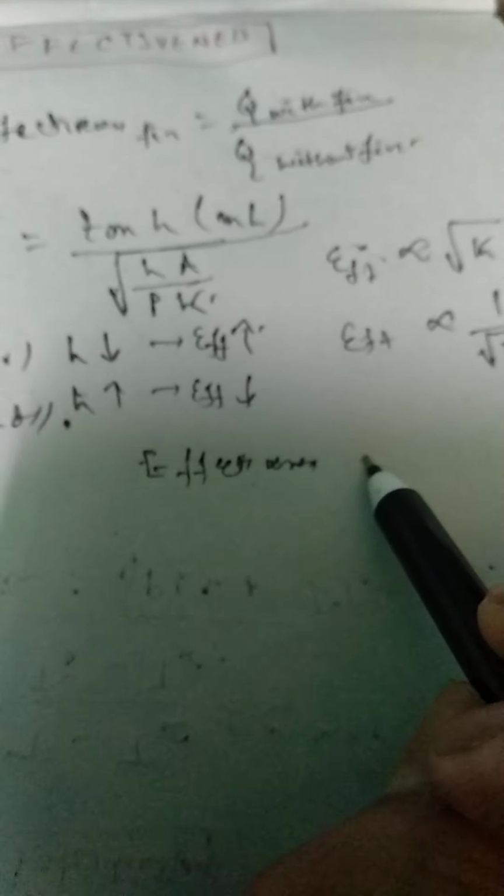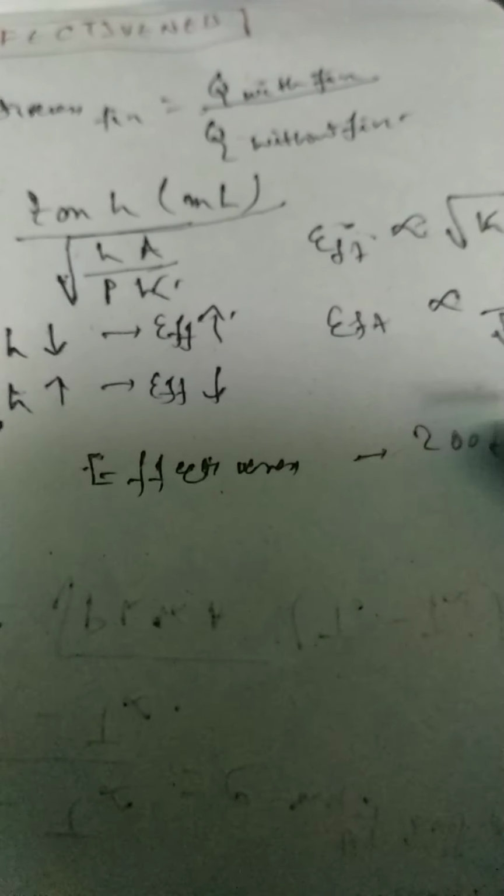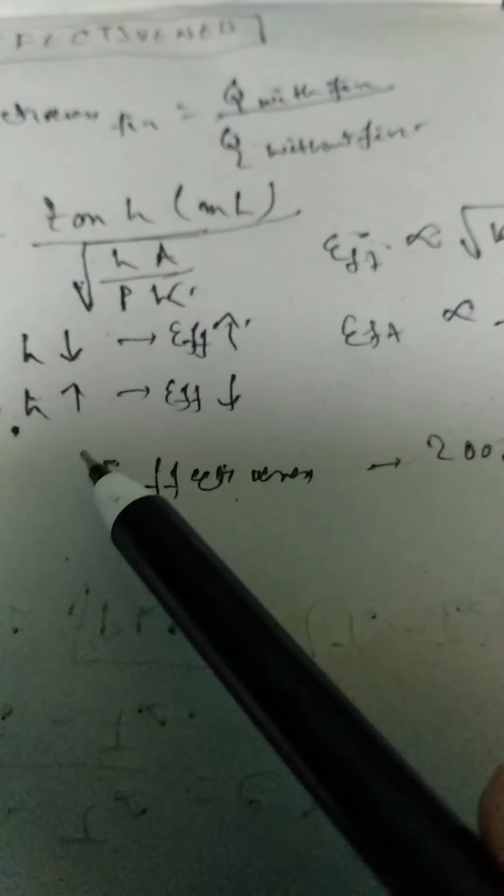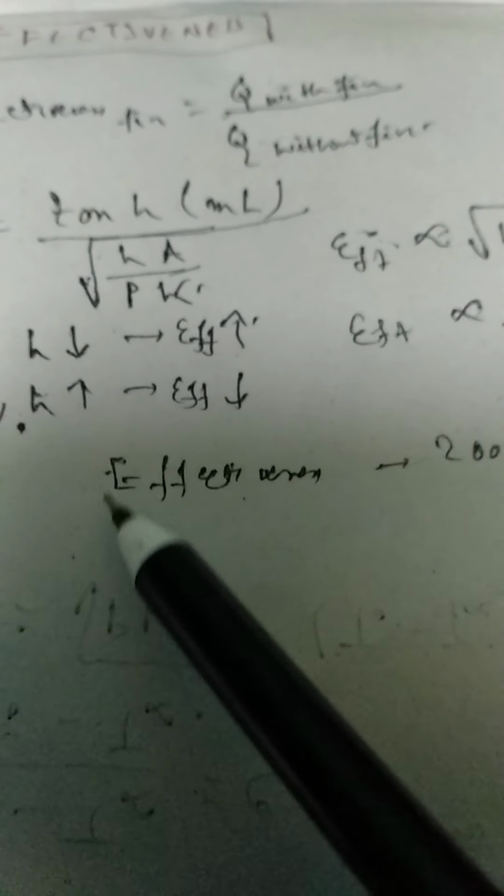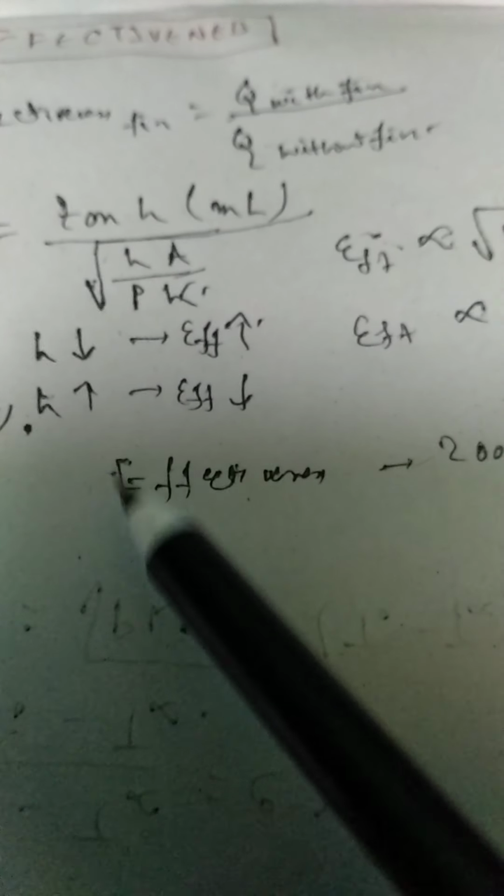This value of effectiveness should be high, very high, near about, say, 200%. If the value of effectiveness is about 200%, we can use this fin, and if it is less than 200%, then we generally do not prefer to use fins. So it should be at least 200%.